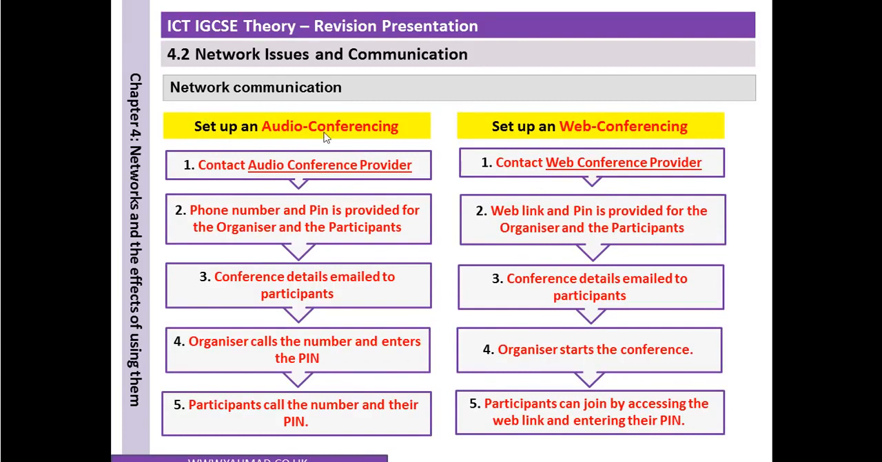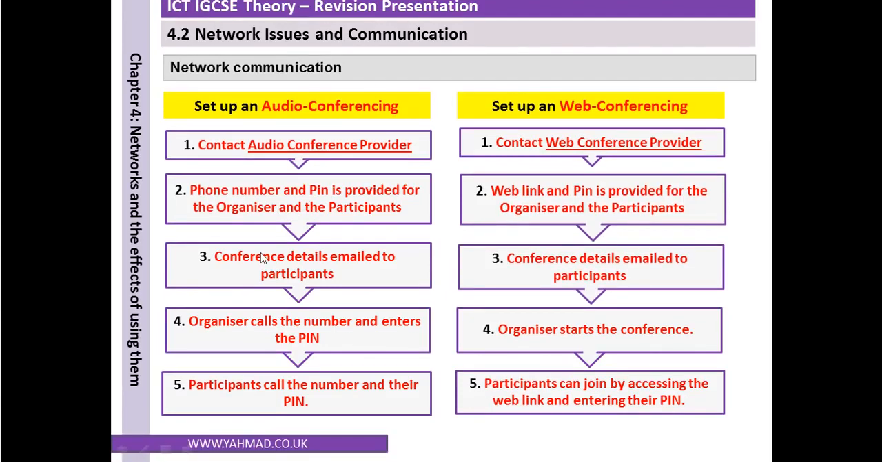So how do we set up an audio conference? First of all, the person responsible for setting up the audio conference has to contact the audio conference provider. A phone number and a PIN is provided for the organizer and the participants. The conference details will be emailed to the participants, so that could be the phone number and the PIN. The organizer calls the number and enters the PIN. Participants then call the number and enter their PIN.